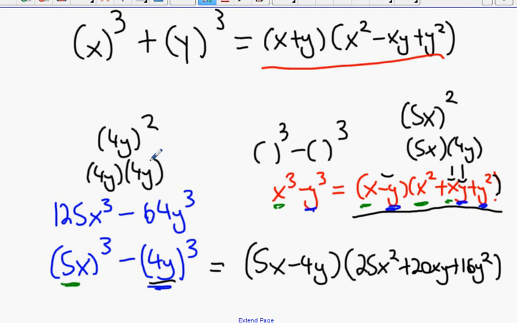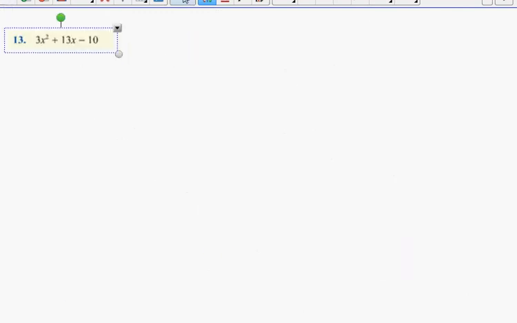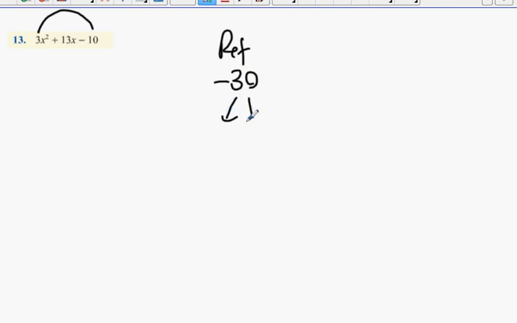Is that right? Okay. And the other one I was asked to do was question 13. How did you do it? Sorry? Not 30, minus 30. Two numbers that will multiply to give you minus 30, but when you add them will give you plus 13. Minus 2 and plus 15. Why is minus 3 and minus 10 not correct? It'll give you plus 30 when you multiply them. You want minus 30 when you multiply them. By that logic, minus 3 and minus 10 doesn't work.